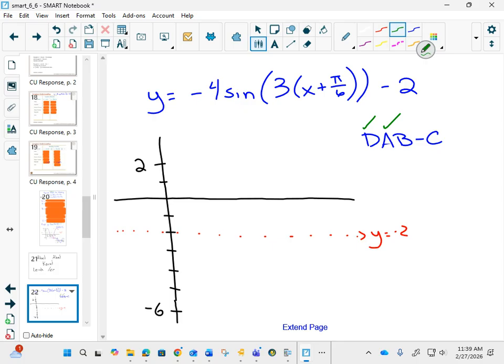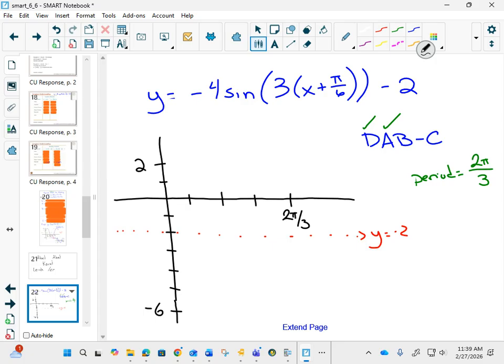Next, the B value, which is probably the most intense of the DABC. You have to use your period formula. Your period is always 2 pi divided by your B value, and my B value is 3. I randomly pick a spot on my x-axis and label that as 2 pi over 3. And then I cut that in half and cut each of those in half to divide it into 4 equal sections.